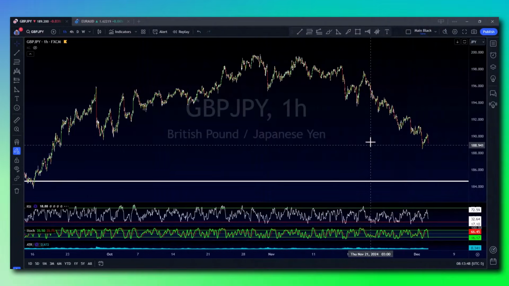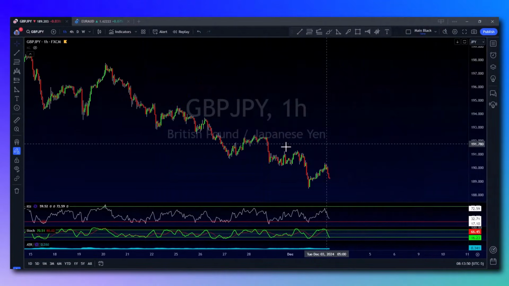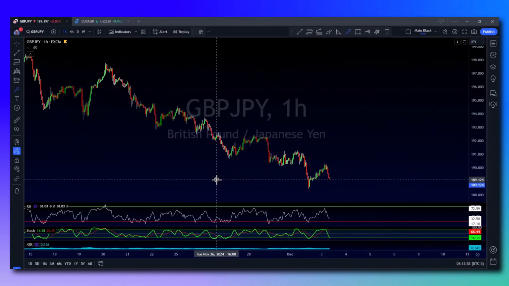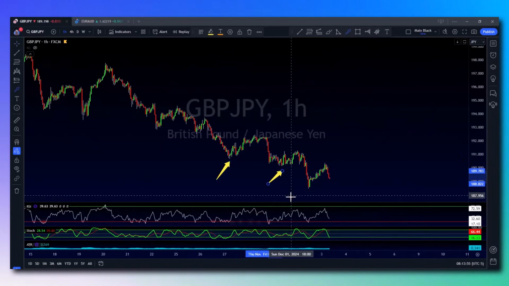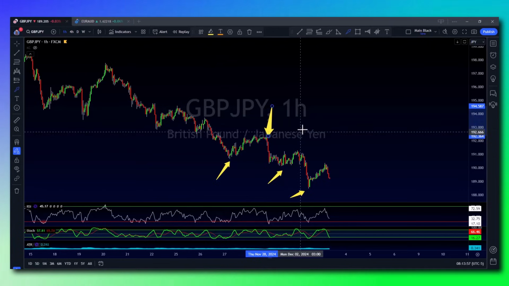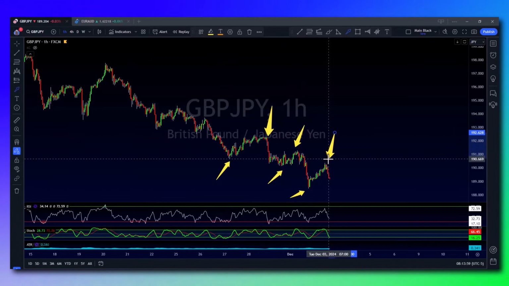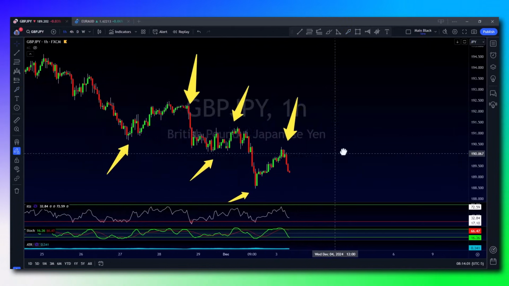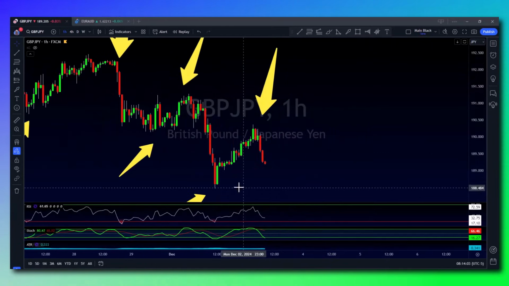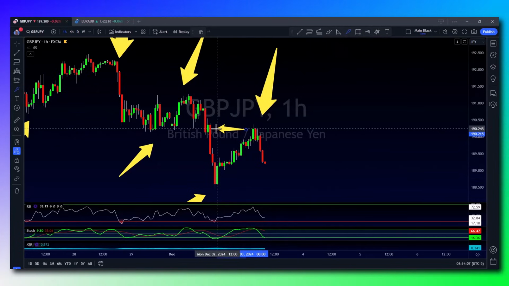Hourly chart, right? So we've been trending downwards, creating lower lows and lower highs, so we are in a bearish trend. Price action has retraced. Where has it retraced to? Look left. Structure leaves clues.